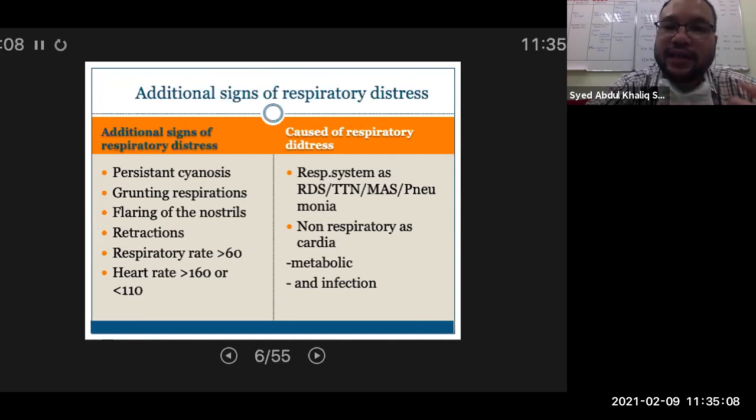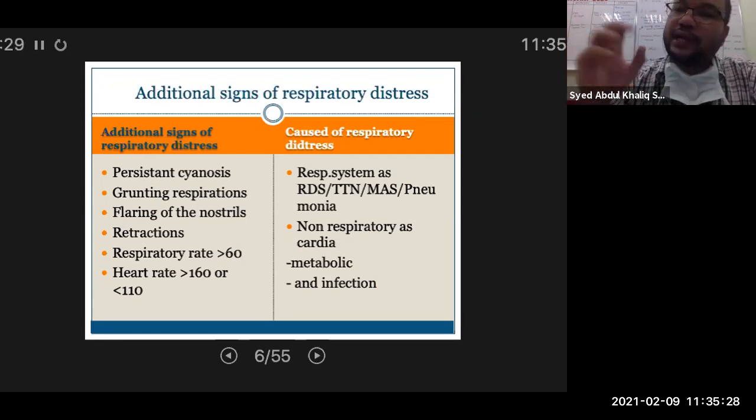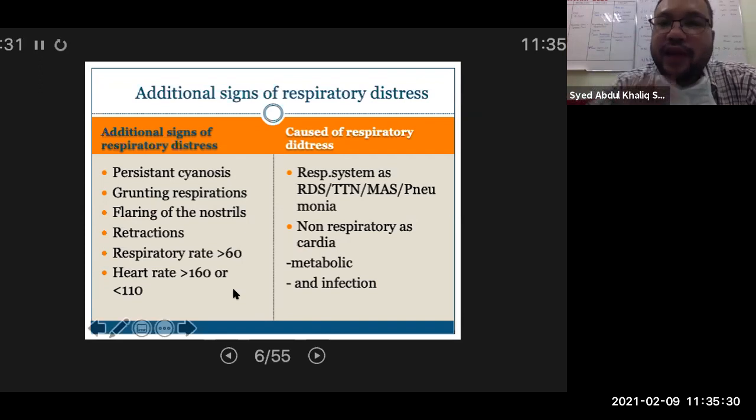Grunting. What is grunting? Grunting is basically you close your upper airway and you increase the intrathoracic pressure. You sound like you are straining to pass stool. So that is grunting, that is the grunting sound. Because when you increase intrathoracic pressure, you are opening up your airway. And then flaring of the nostril, the nose flares. Retraction, chest retraction, subcostal recession, intercostal recession, tracheal tug, and so on and so forth.